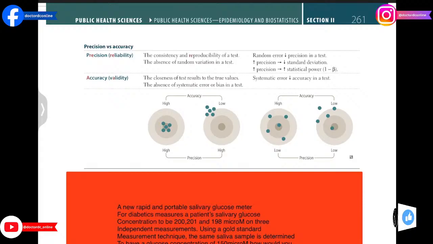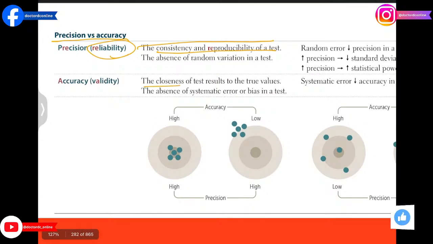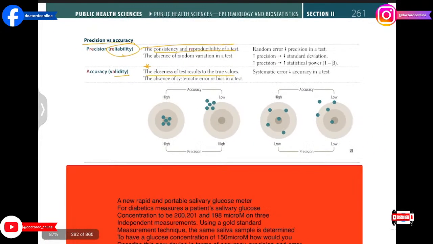In colloquial language, we often use precision and accuracy interchangeably, but they mean very different things from a statistical standpoint. Precision is the consistency and reproducibility of a test and is also sometimes referred to as reliability, whereas accuracy is a measure of how close test measurements are to true values and is sometimes referred to as validity. A precise test may not be accurate, and an inaccurate test may not be precise.